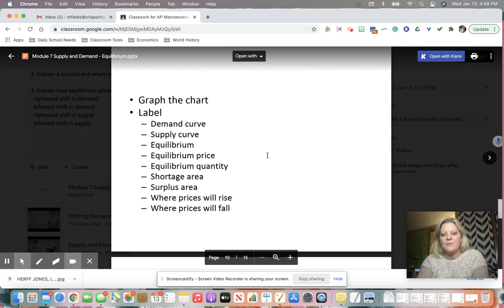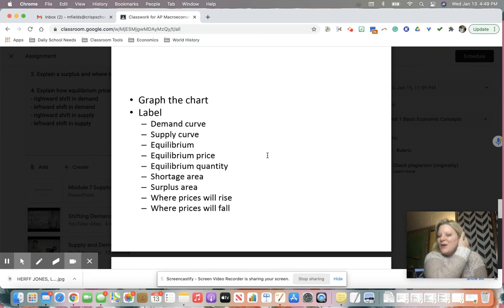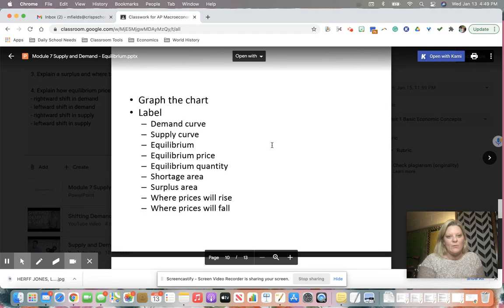All right, we're going to stop here, and I'm going to create a new video that's going to show you how to shift these curves and what's going to happen to your equilibrium price and your equilibrium quantity when you do that.